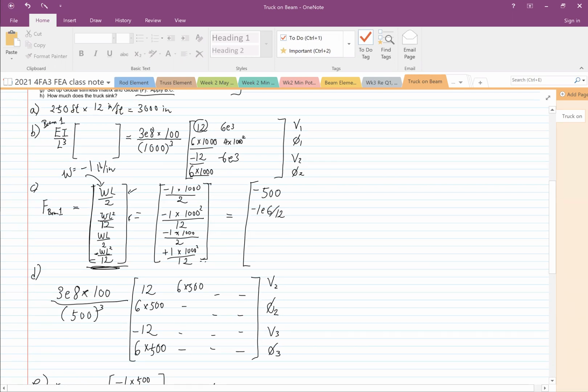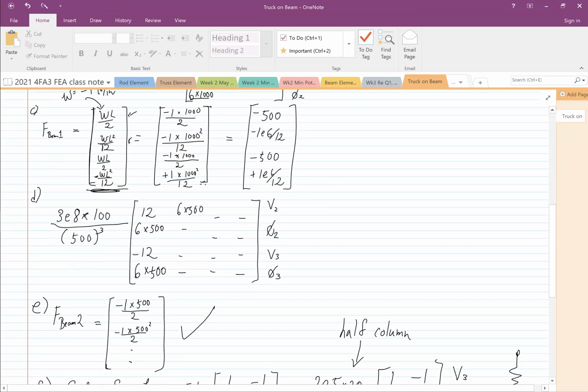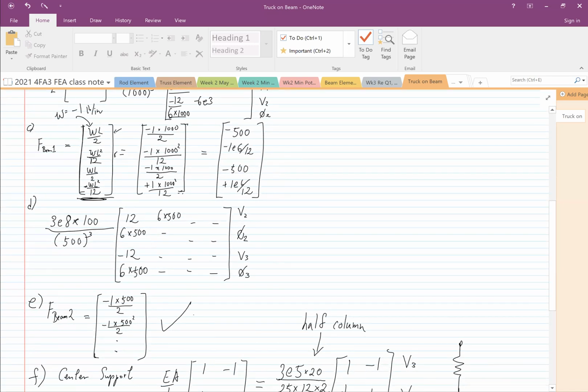-1e6/12, right? 1000 squared over 1e to 6, and right here is also 500. This will be 1e over 6/12. Okay, and for beam 2 it will be 500 divided by 2 is 250. And then right here, oh my goodness, 500 squared. 5 times 5, 25, 100 times 100, e to the 4.